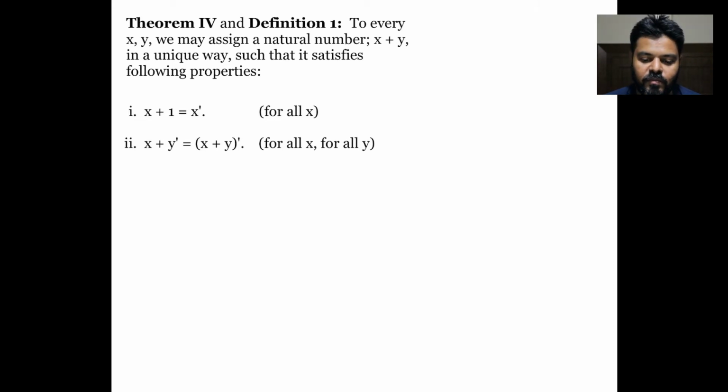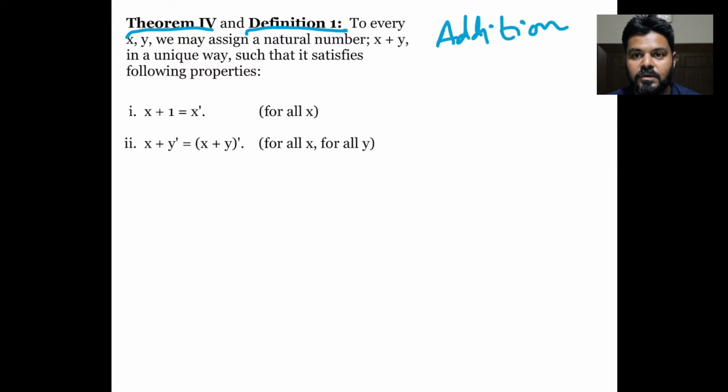We'll call it theorem 4, and this will also be a definition, the definition of addition. What we are going to prove is that to every x and y we may assign a natural number x plus y. This would be a number in a unique way. Now this is important. There's only one way this could be defined, such that it satisfies the following properties.